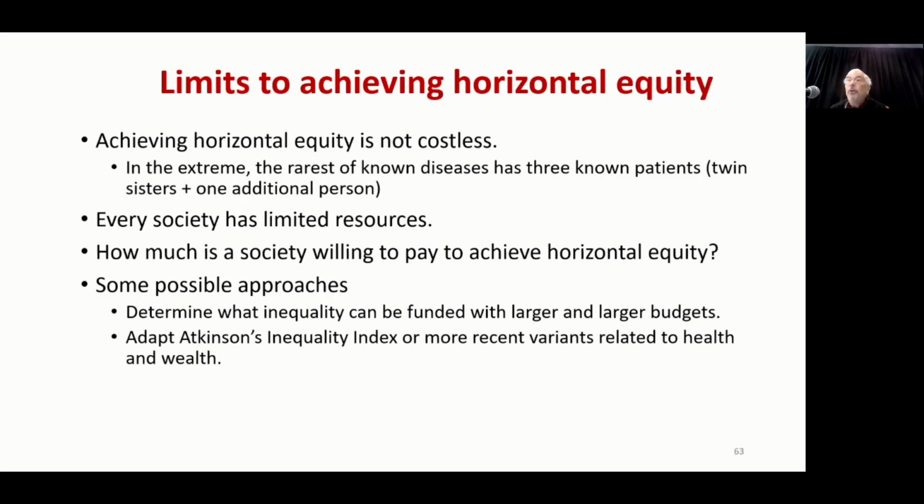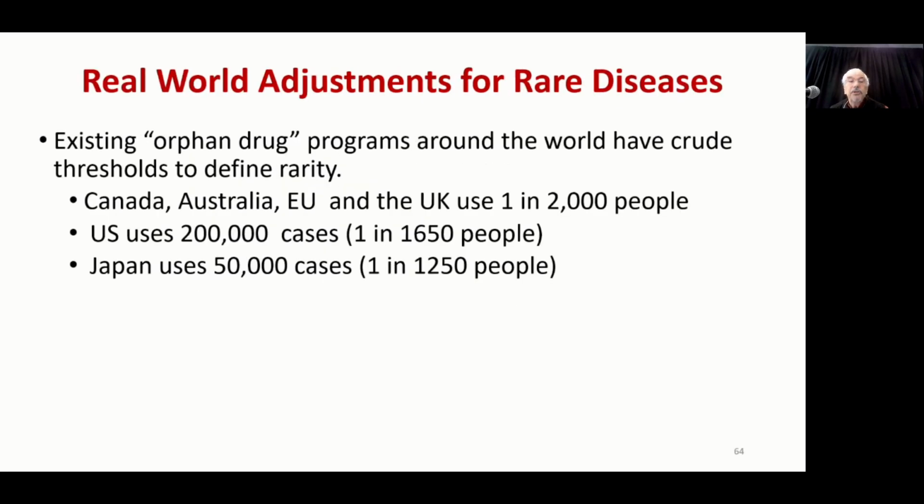How should we do that? There are some possible approaches to doing it. You can determine what level of inequality reduction can be funded by some increase in budget, and just keep going until you say, I don't want to increase the budgets anymore. Or, in other ways, the Atkinson inequality index can be developed in this. I'm not going to dive into these things.